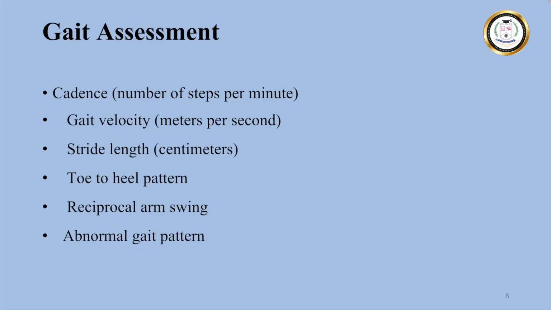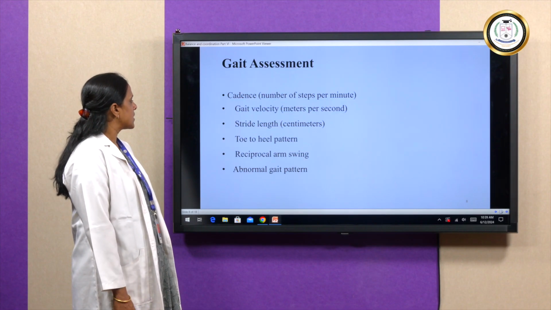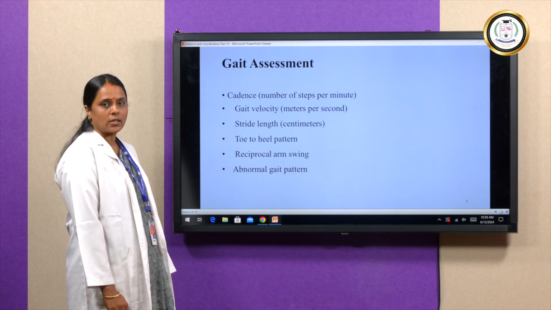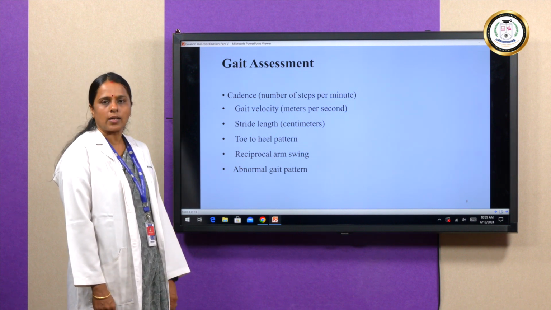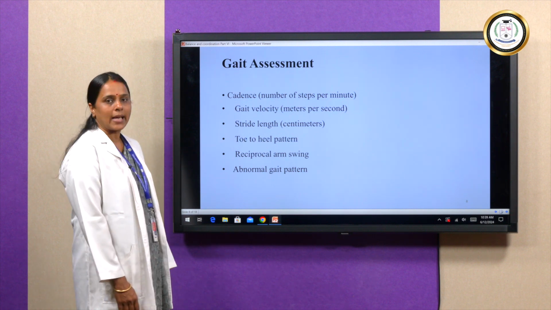Then comes the gait assessment. In the gait, we need to check both the spatial and temporal components: the cadence, gait velocity, stride length, whether the patient has a heel-to-toe pattern, whether reciprocal arm swing is present or not, and any abnormal gait pattern.